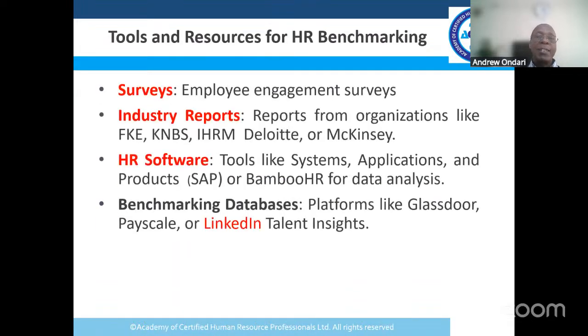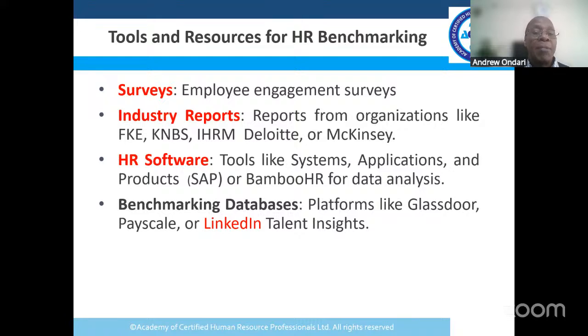And then we look at the tools for benchmarking. We have said this, a survey is basically a questionnaire. But most important for us is industry reports. There are quite a number of organizations that conduct industry surveys so that we don't reinvent the wheel. And I've mentioned a number of them.